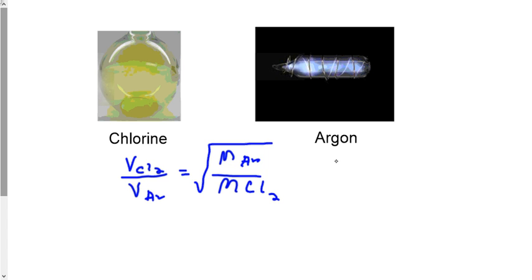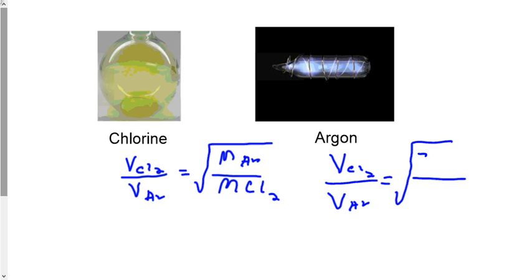Okay, so let's go ahead and solve this. I'm going to rewrite this. The velocity of chlorine over the velocity of argon is equal to the square root. Now, of course, I go to the periodic table, and I can get the molar mass of argon from the periodic table. And that is going to be 39.948. Now, again, your periodic table might be a little different than mine.